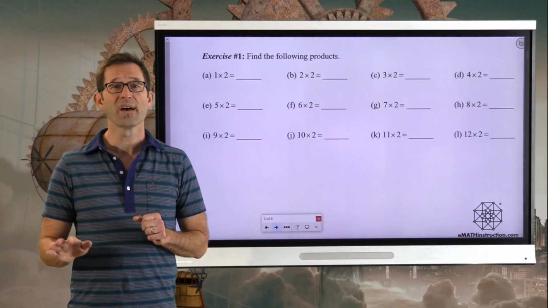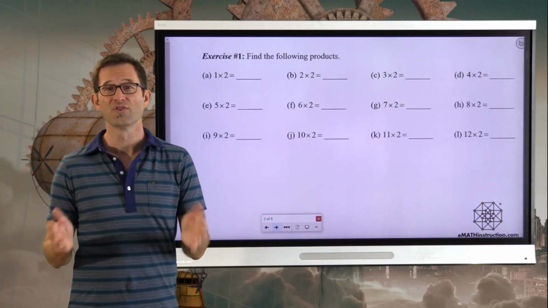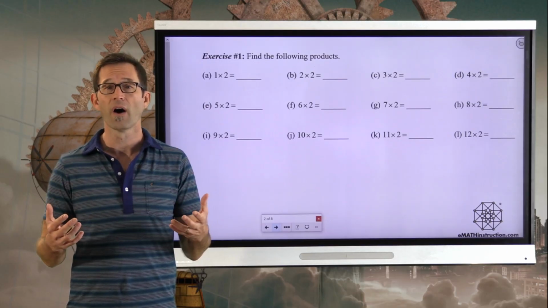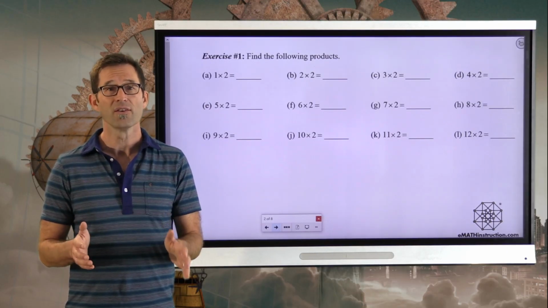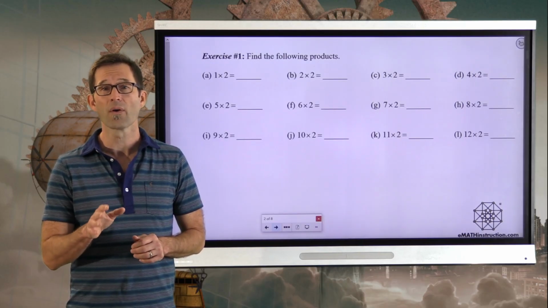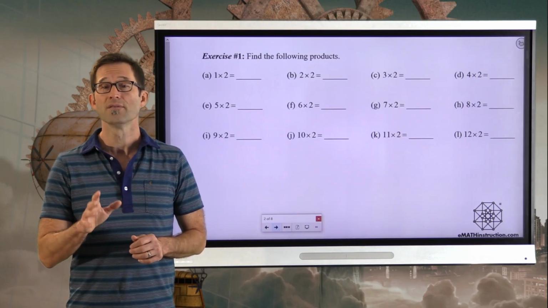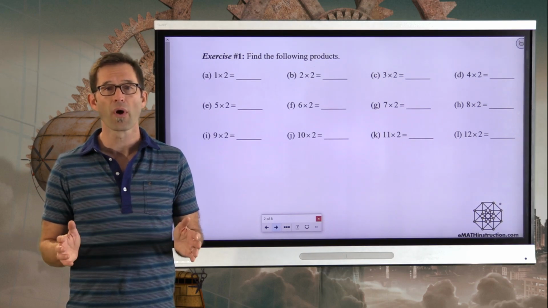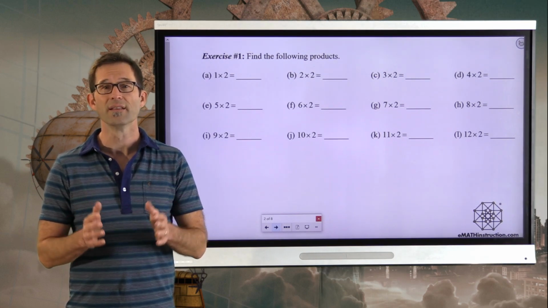Exercise 1 is just a whole bunch of 2's. What we want to do is simply find the following products. I think you're probably good enough with products involving 2 to fill this out on your own. So take a moment, pause the video, fill in as many of these products as you can, and then let's go through them.